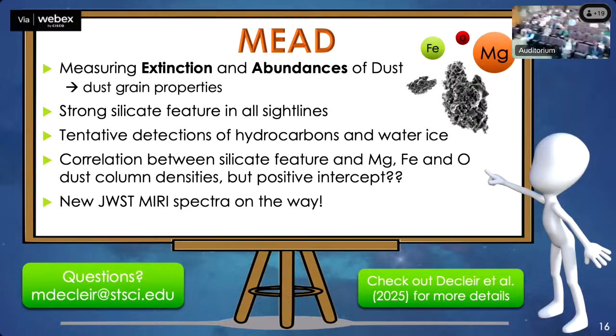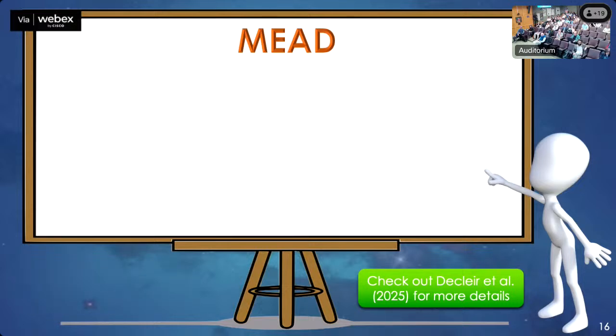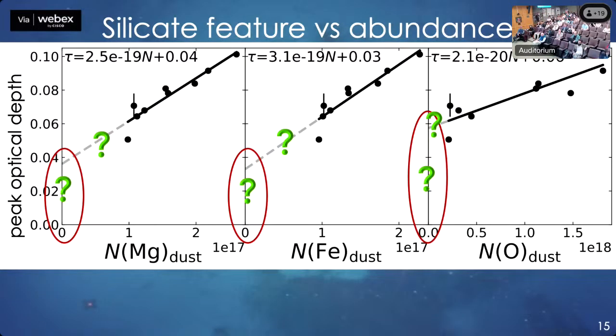Yeah, hi, great talk. I was just wondering, wouldn't you expect a positive intercept because the dust would be more than just magnesium silicate or just iron silicate?